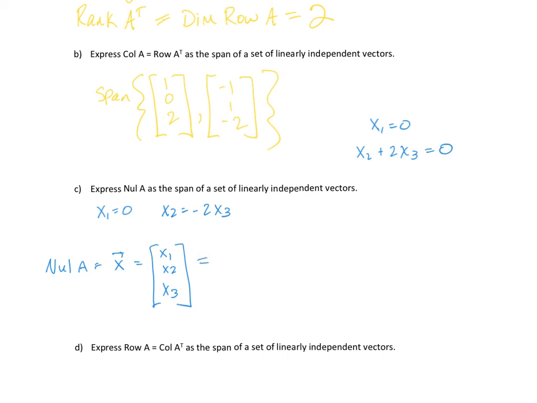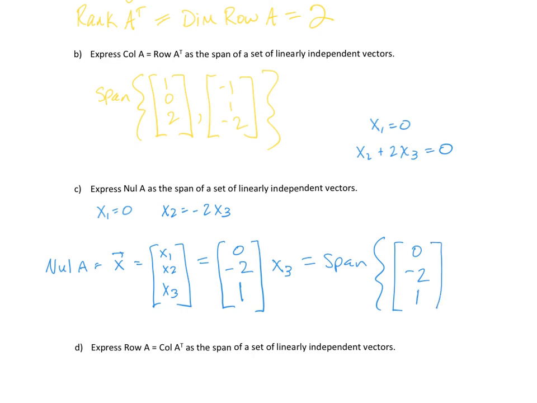I need a vector for each free variable. My free variable is x3. It's the only one. x1 is 0. x2 is -2x3. And x3 is free. So null A is the span of 0, -2, 1.